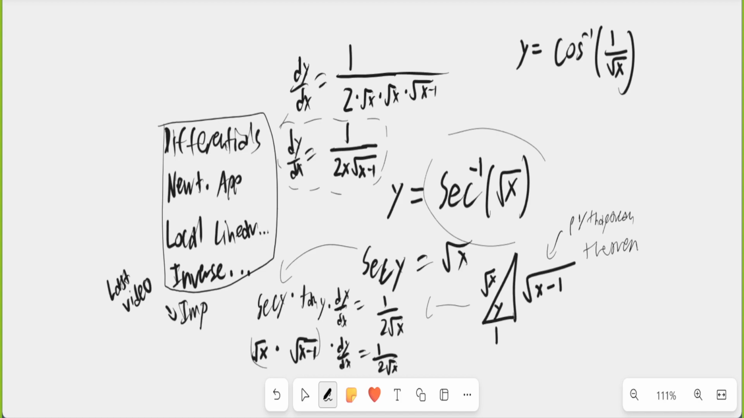Yeah, well, actually later on, where you had secant y times tangent y times dy dx is equal to 1 over 2 root x, I switched to secant y and tangent y, moved that to the other side. So I had dy dx is equal to cosine y times cotangent y. So that would be 1 over 2 root x times cosine y, which is 1 over root x. Oh my god, okay, I understand where I messed up.